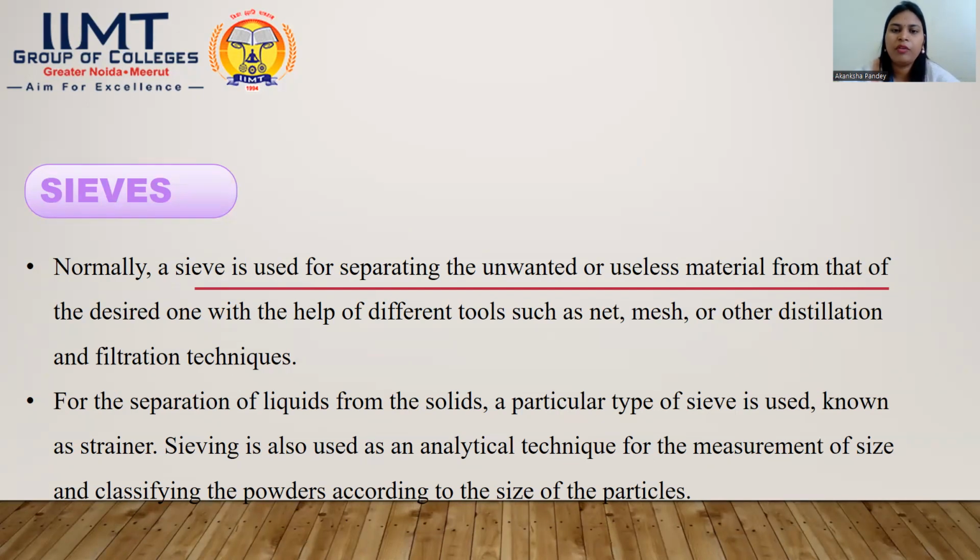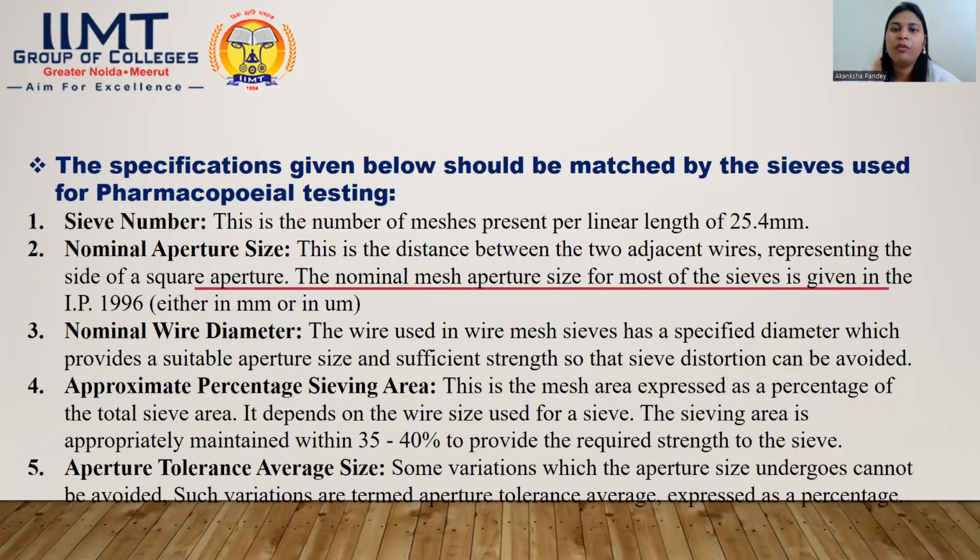For the separation of liquid from solid, a particular type of sieve is known as a strainer. If in case of a liquid having solid particles, we use a strainer as a sieve. The specification given below will be matched by the sieve used for pharmaceutical testing. If it is a pharmaceutical sieve used for the pharmaceutical industry, the following are the basic parameters and specifications that should be matched so that it can be used in the pharmaceutical field.